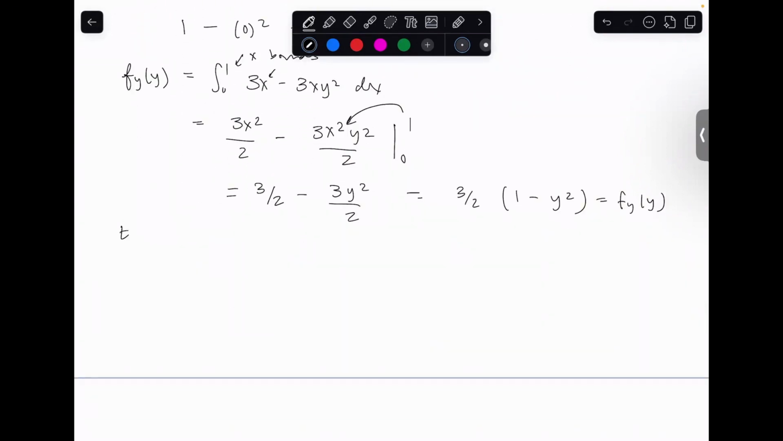Another question you might get is, well, find the expected value of x or expected value of y. So it might be a little harder with y. So let's just do it with y.